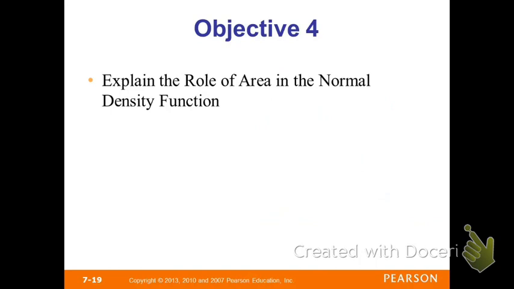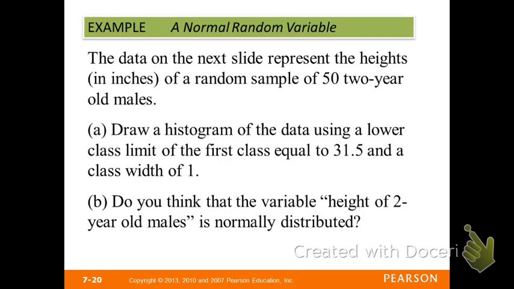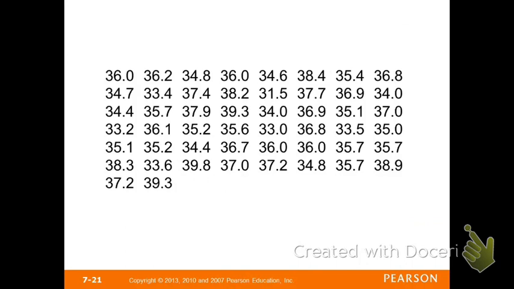Okay, objective 4, explain the role of area in the normal density function. The data on the next slide represents the heights of a random sample of 50 two-year-old males. So you've got 2-year-old males, and there's 50 of them. Draw a histogram of the data using a lower class limit of 31.5 and a class width of 1. Then it says, do you think the variable height of the 2-year-old males is normally distributed? Well, here's the data, and I'm not going to make you put that in the graphing calculator, but just think about if you had to.